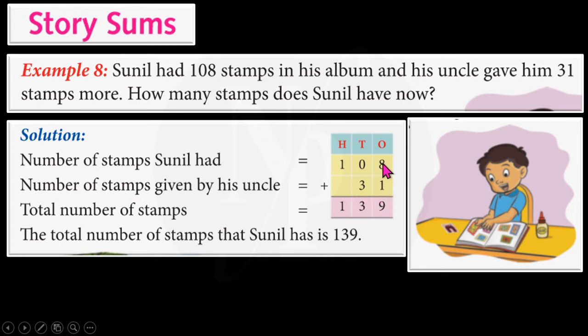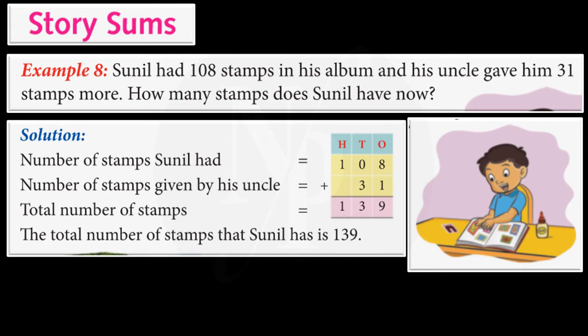So look here. 8 plus 1 is 9. 0 plus 3 is 3. 1 plus 0. If there is nothing, it should be treated as a 0. And 1 plus 0 is 1. 139. So total number of stamps is equal to 139. The total number of stamps that Sunil has is 139. So like this, we can find the total number of stamps Sunil has with him.